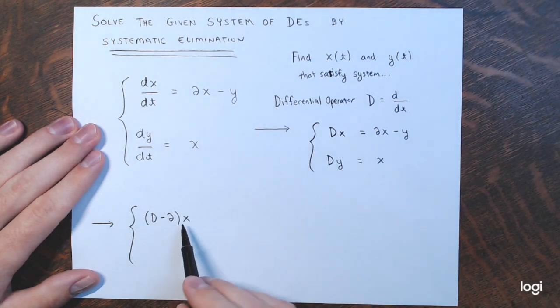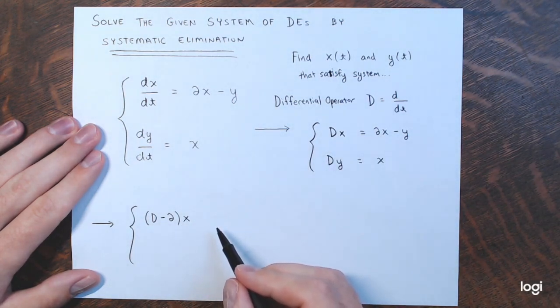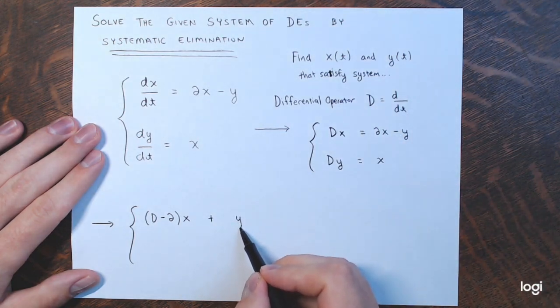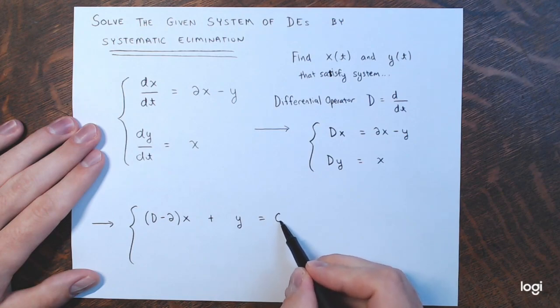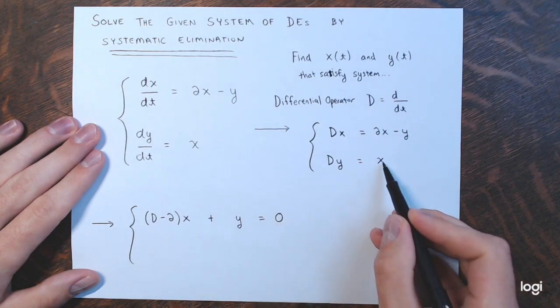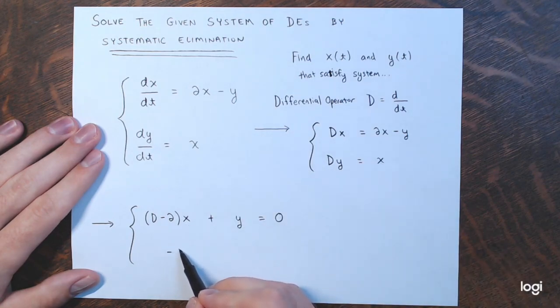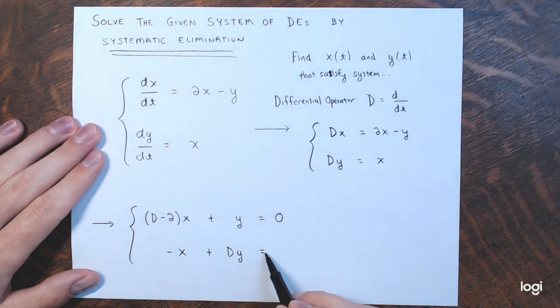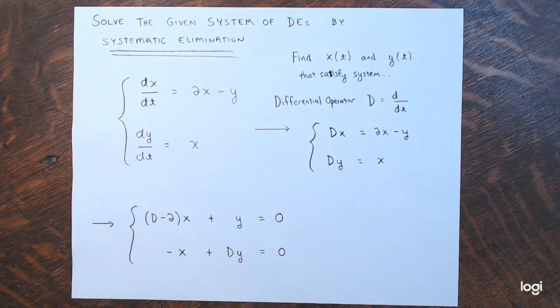I put them together as they both have x in common, and then plus y equals 0. And then we have minus x, subtracting x, plus the derivative of y with respect to t, equals 0. So I line up the x's, line up the y's, just as you would with a system of linear equations back in algebra.